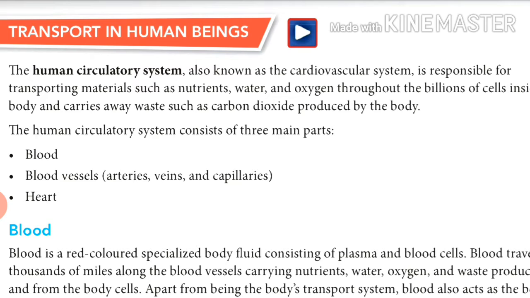Hello guys, Standard 7 Science, Chapter number 10, Transport of Substances in Animals and Plants.